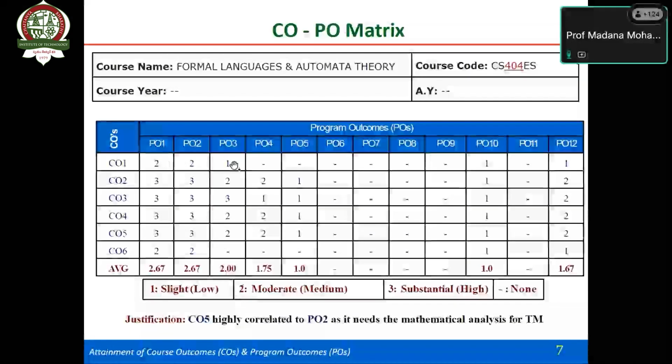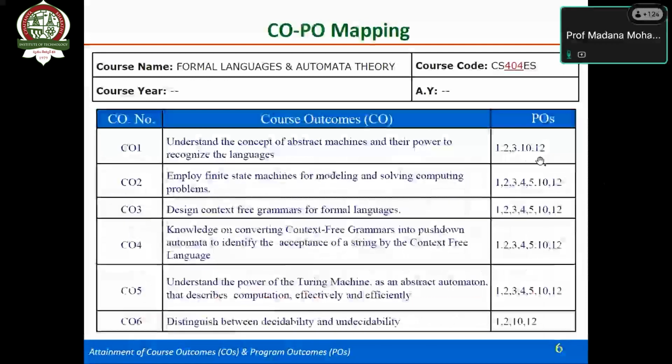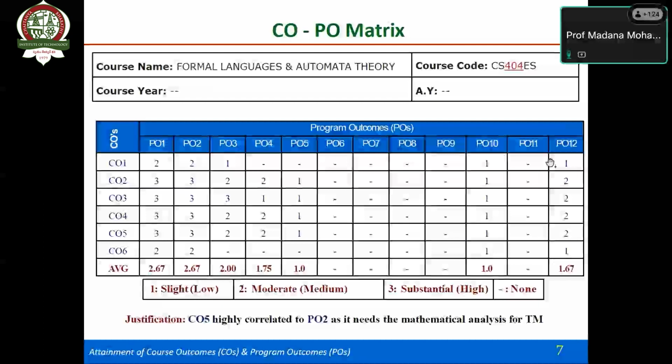Let us see. 1, 2, 3. CO1 is mapped with PO1, PO2, PO3. After that, 10 and 12. See, 10 and 12. Remaining all are blank. So in any mapping table, the values are filled with the following 4 combinations.